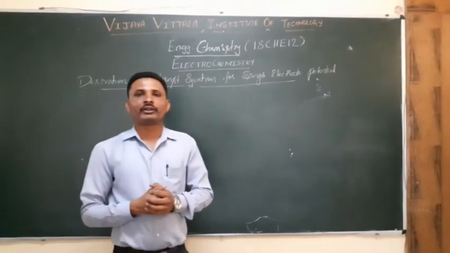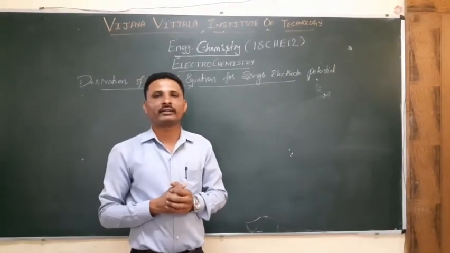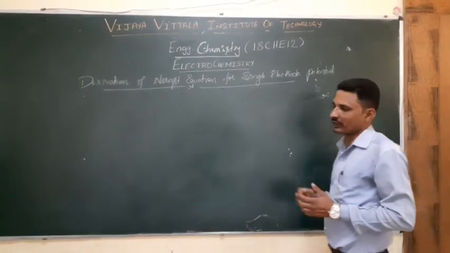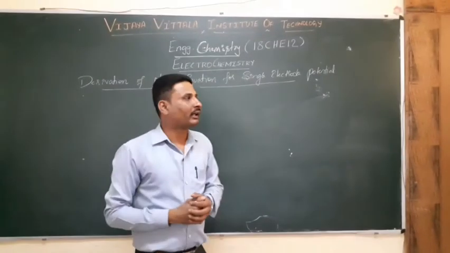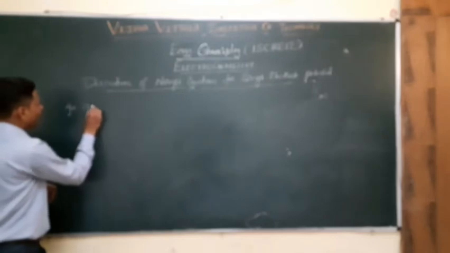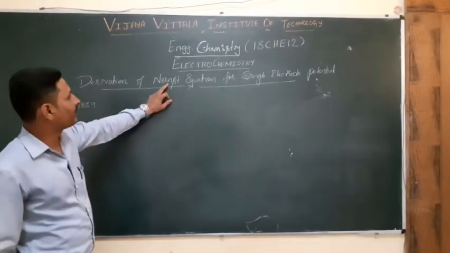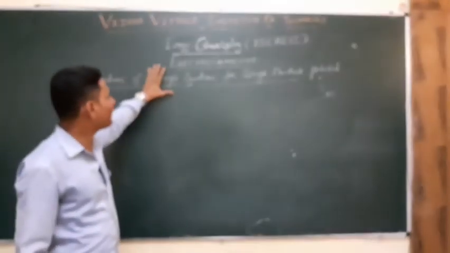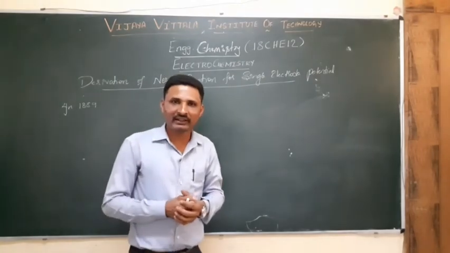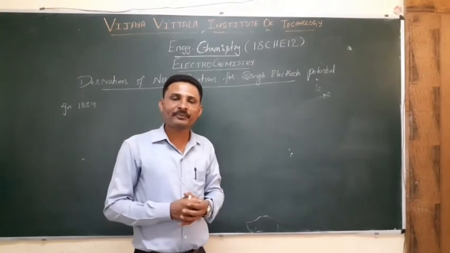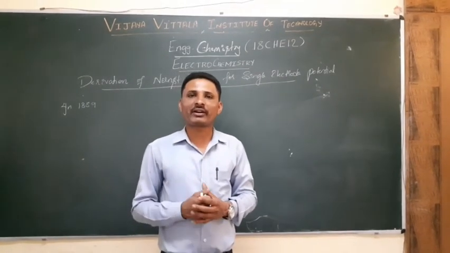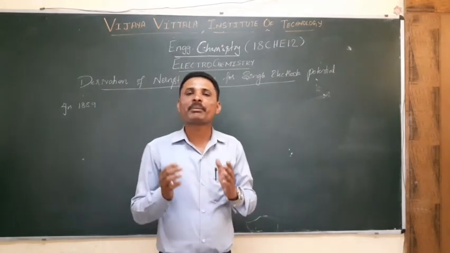Now we will derive the Nernst equation for single electrode potential. In 1889, Nernst, a scientist, derived an equation which gives the relationship between single electrode potential and standard electrode potential through a concentration of metal ions at a particular temperature.